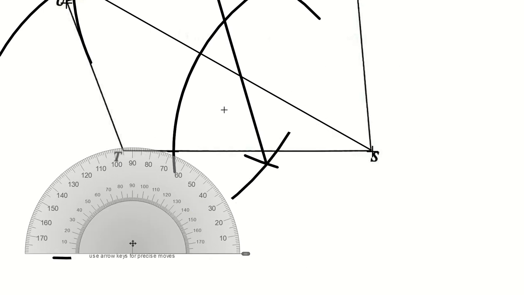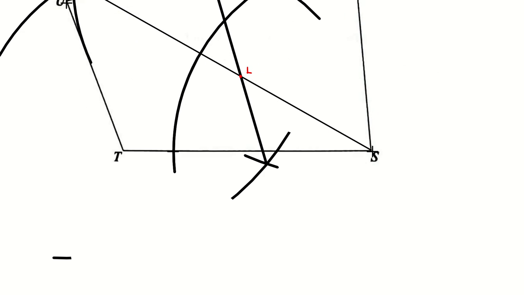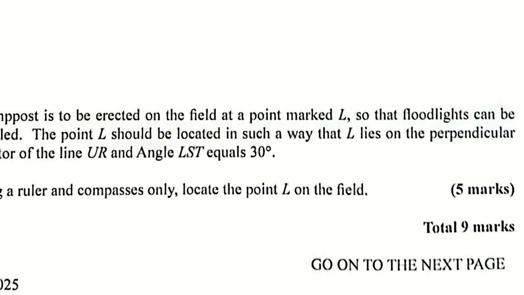So therefore, point L is where this 30 degrees line intersects the perpendicular bisector, which is this location right here. I'm going to mark it off in red. So this is where L is located, and that is how you would locate the point L using a ruler and compass only. And that is the end of number 3, January 2025.